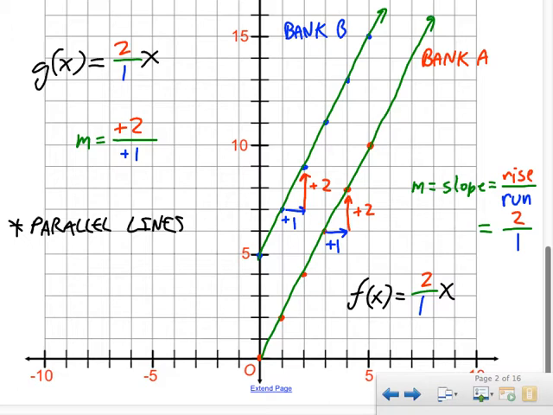I put plus 5. And remember, this plus 5 has something to do with the line, a property of the line. What was the property of the line? It's the y-intercept. Do you see where my bank B graph crosses the y-axis? The y-intercept is that point, (0, 5).